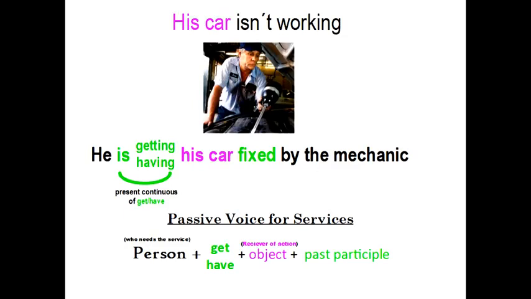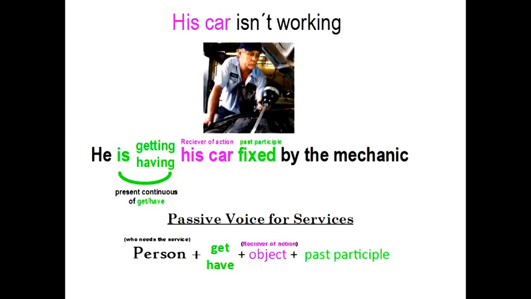So again, I'm using the passive voice with get and have, but now it's in the present continuous. So I'm saying he is getting, or he is having. Then I use my receiver, his car, and then the past participle fixed. So he is getting his car fixed by the mechanic. Again, that's an example of a service provided by someone.